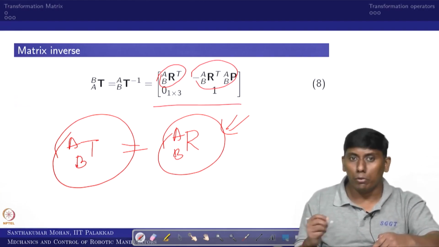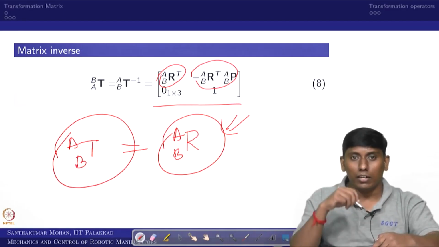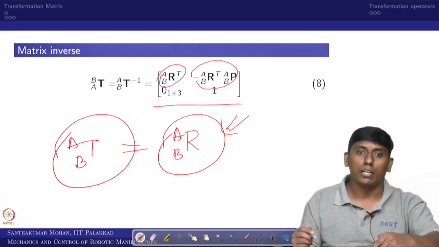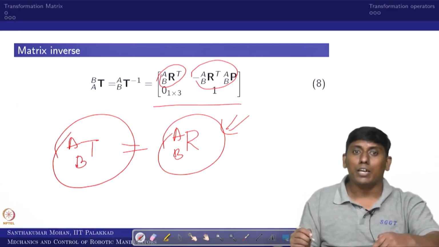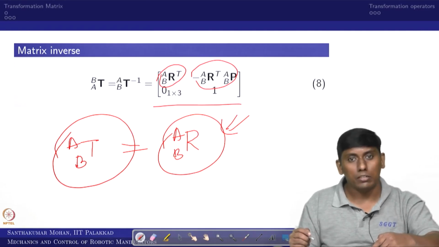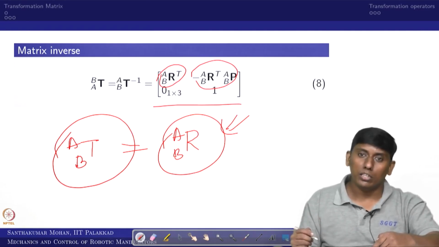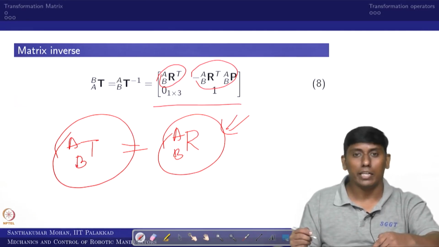There are several compound transformations coming, in the sense it should not be called a compound transformation, although it is, but we have to call them composite rotations. So there are several notations. We are going to use that in the next lecture.